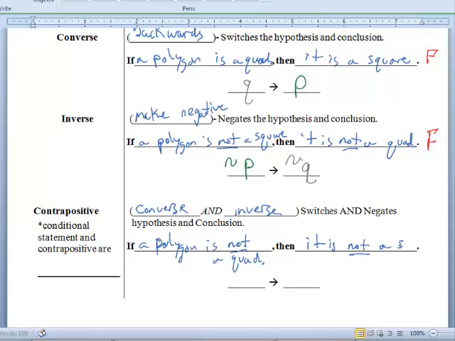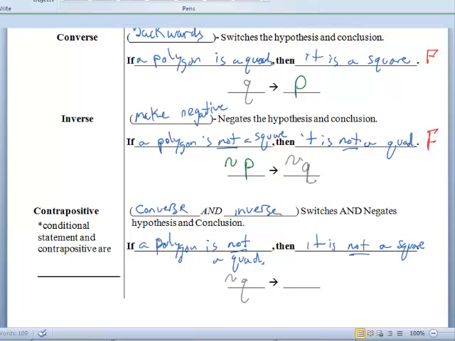Okay, let's use our symbols then. I can say if it's not, the symbol for that is the squiggly line. So if it's not a quadrilateral, not Q, then it is not a square, so not P. So if not Q, then not P. That's the way we read that.